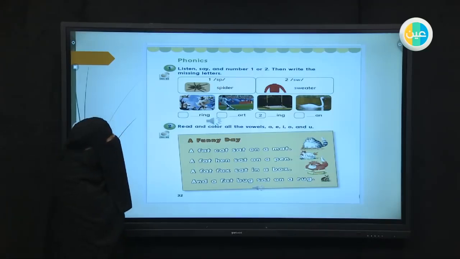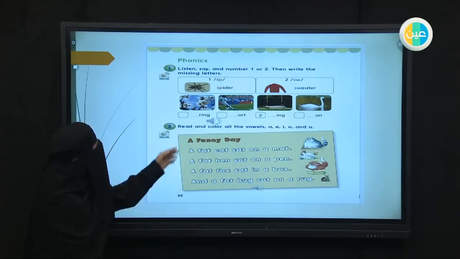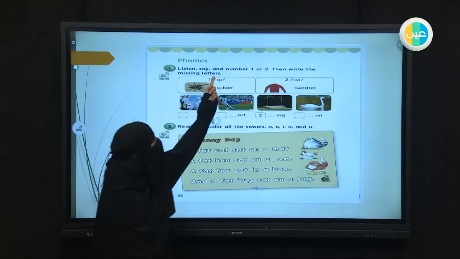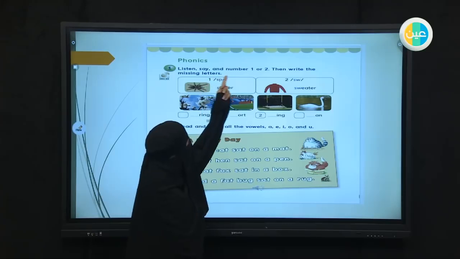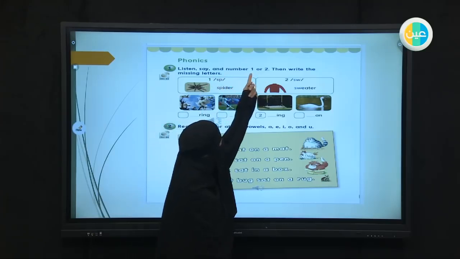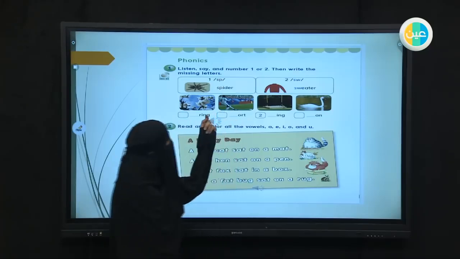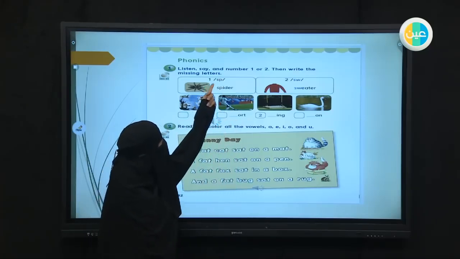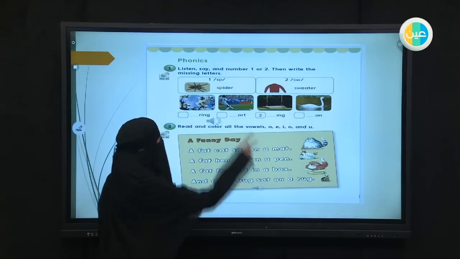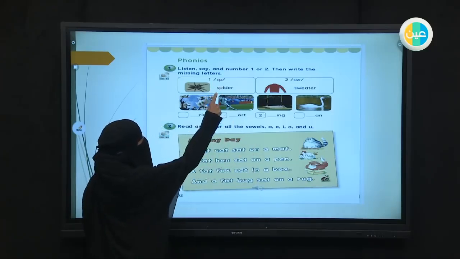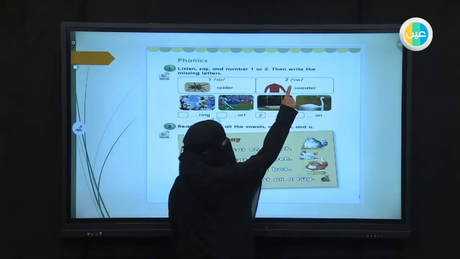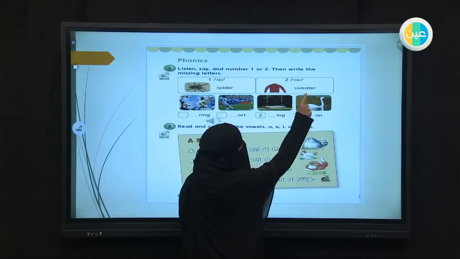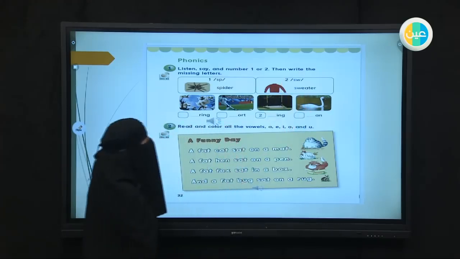Okay, now we're going to go to the phonics, voices or sounds in the lesson phonics. What does it say? It says listen, say, and number. First of all, you're going to listen, then you're going to say, and you're going to number from only 1 or 2. What are you going to use number 1 for? For the words that start with SP. So if the word starts with SP, like spider, you're going to use number 1. If the word starts with SW, like sweater, you're going to use number 2.